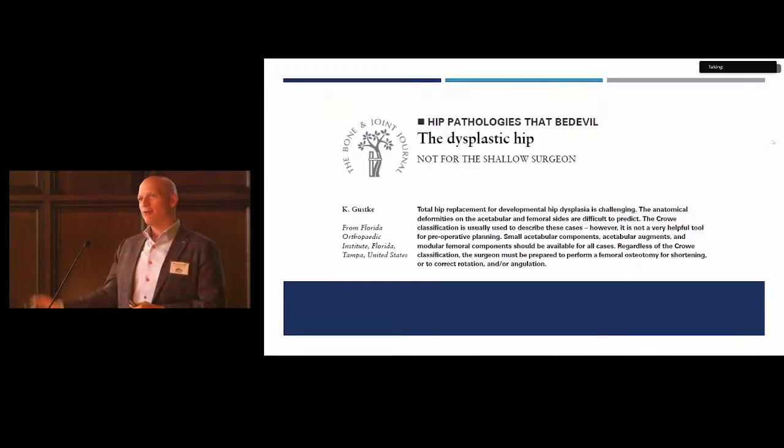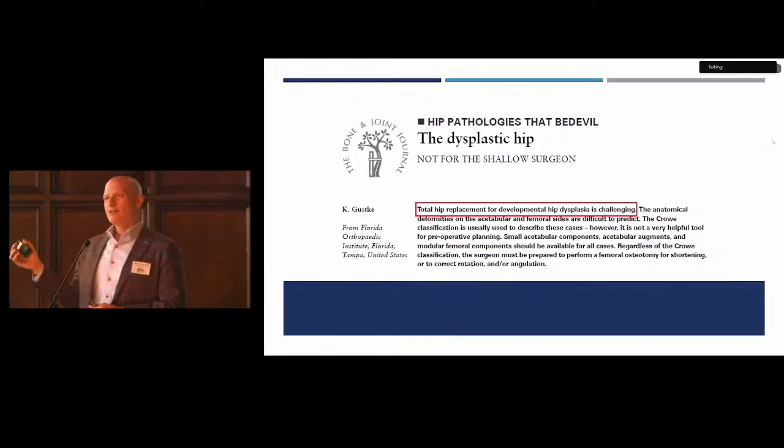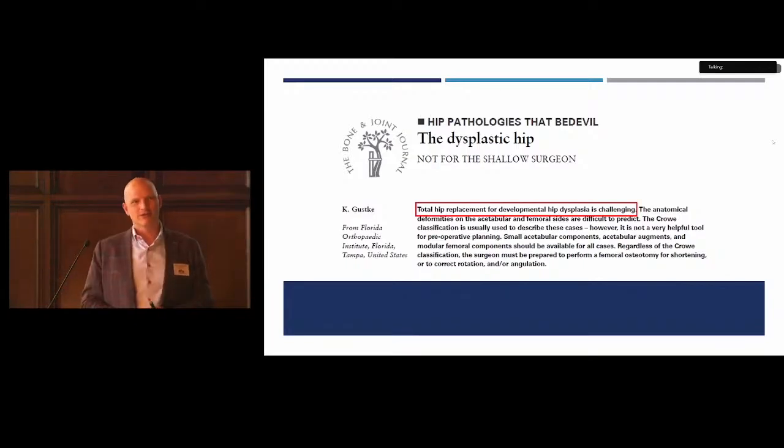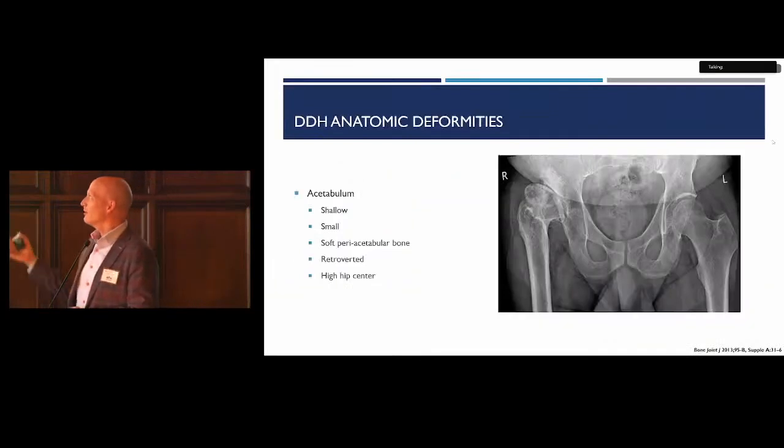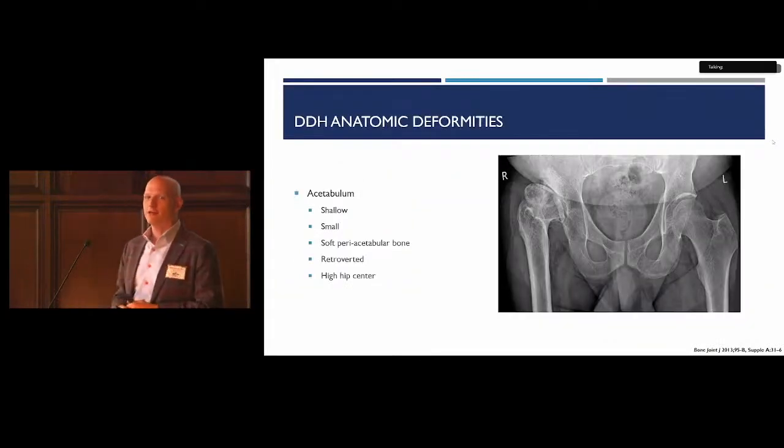So, the dysplastic hip, we've been talking about it all day. It is a challenging operation to do total hips, but certainly not as challenging as some of those cases we just saw. Whoa, okay. But why is it challenging? Well, there are several reasons: the acetabular side, the femoral side, and neurovascular structures.